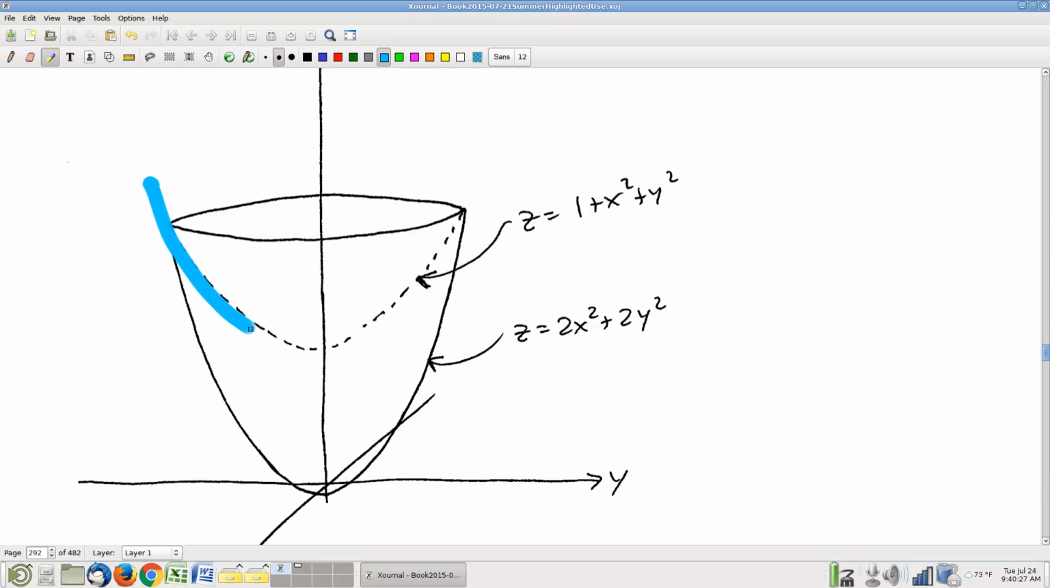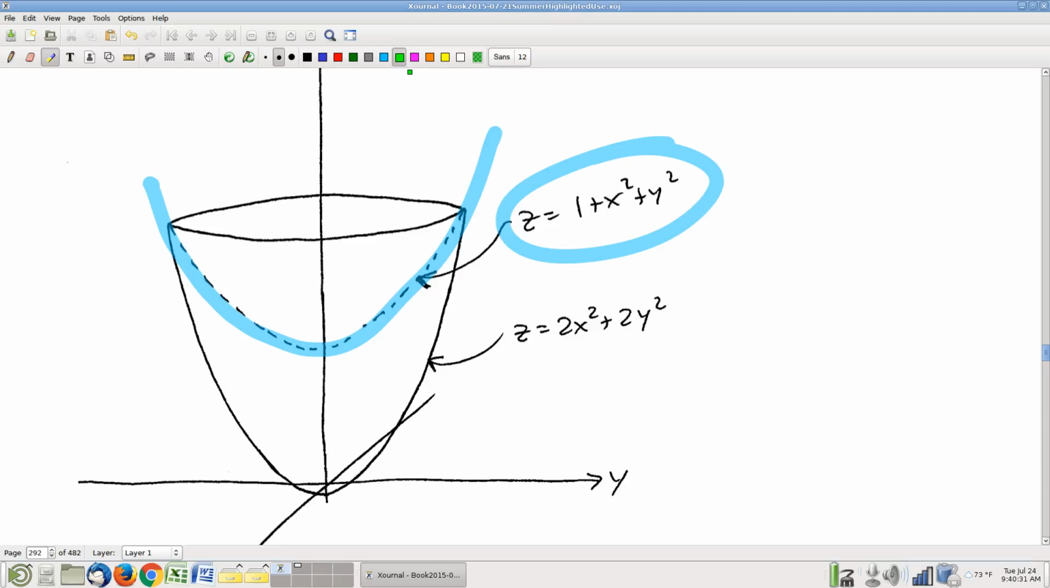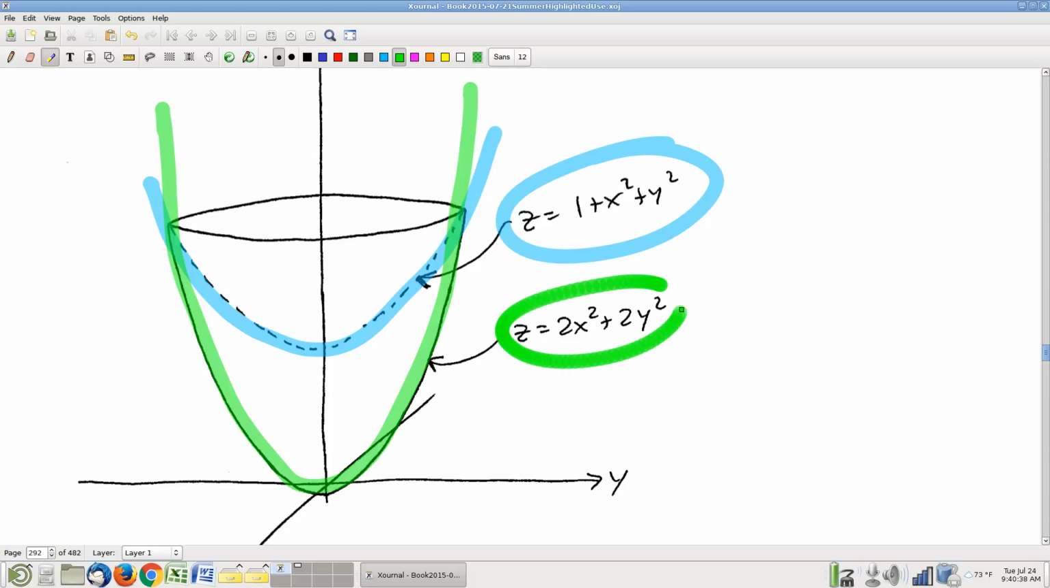Right, so here's z equals 1 plus x squared plus y squared. Here's a steeper but starting lower paraboloid. Remember, think back to chapter 2, and both of these are rotationally symmetric.